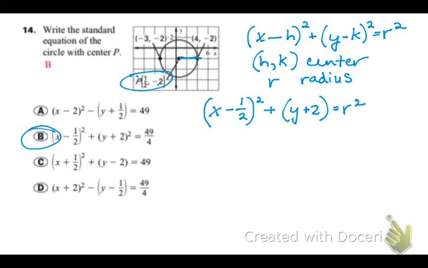Okay, notice that one of the possibilities had the opposite, x plus 1/2 and y minus 2. So if you had forgotten that the standard equation called for a minus, okay, x minus h, y minus k, you might have answered C, and that would have been wrong. Okay, so make sure that you know the equation of a circle.